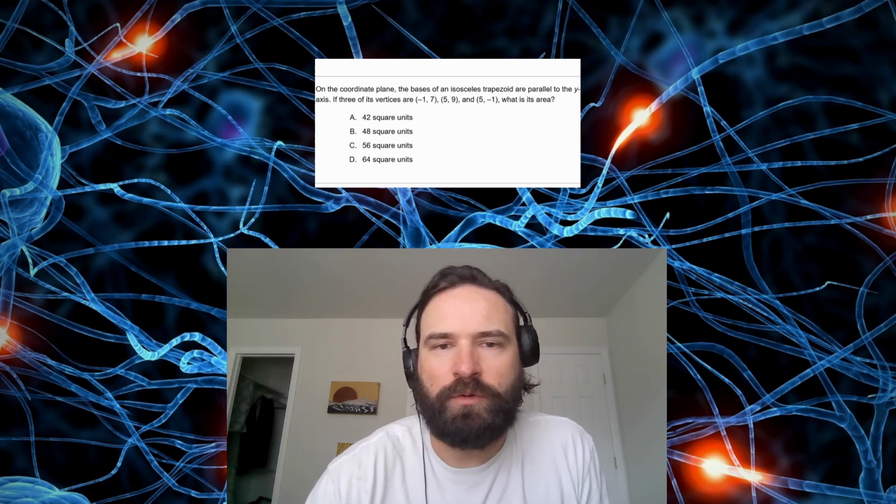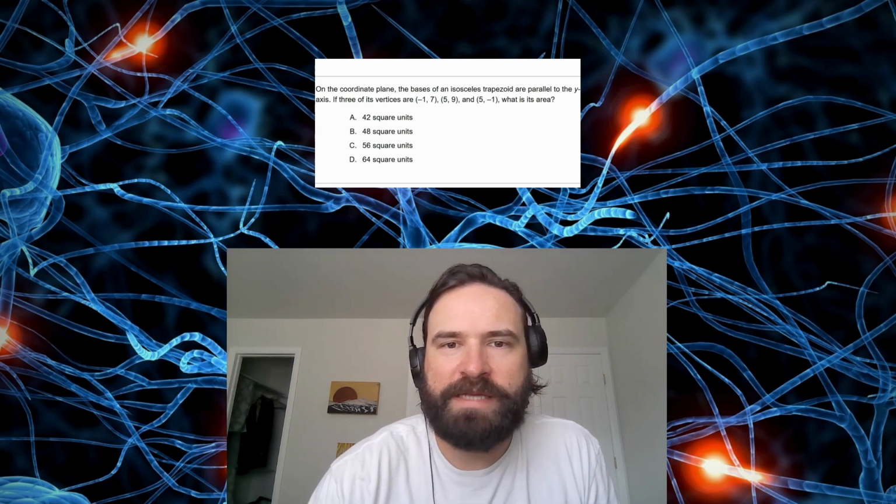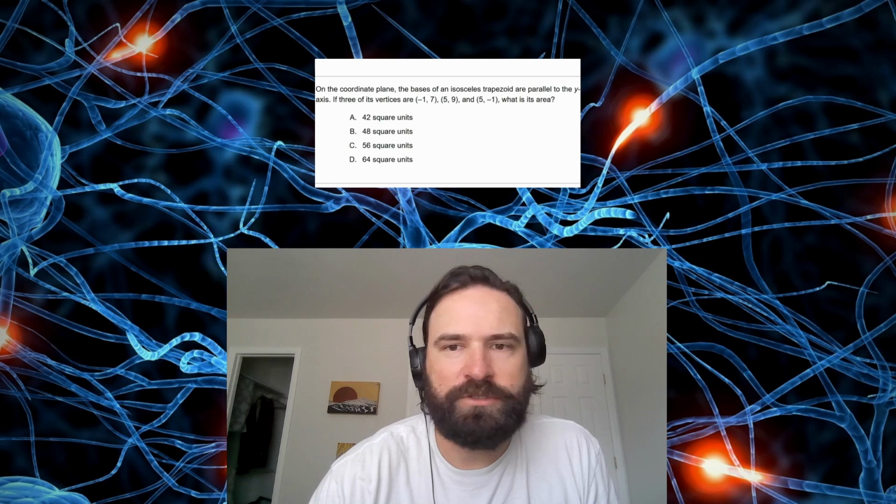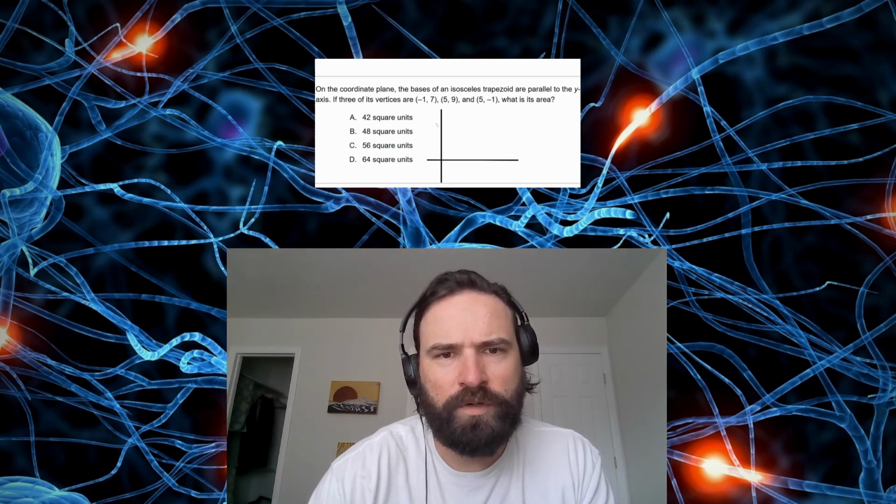All right, let's crush another MTEL question. This one says, on the coordinate plane, the bases of an isosceles trapezoid are parallel to the y-axis. If three of its vertices are these three coordinates, what is its area? So let's draw that. All right, so there's a coordinate plane.